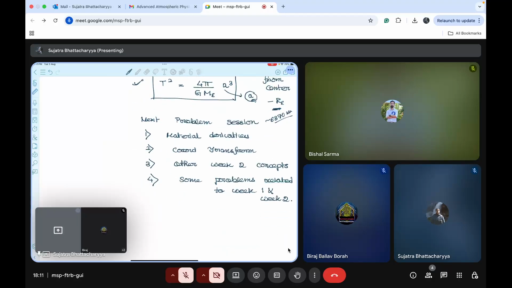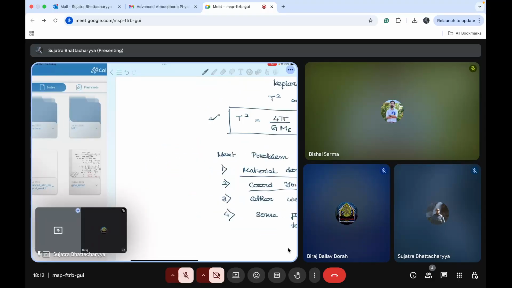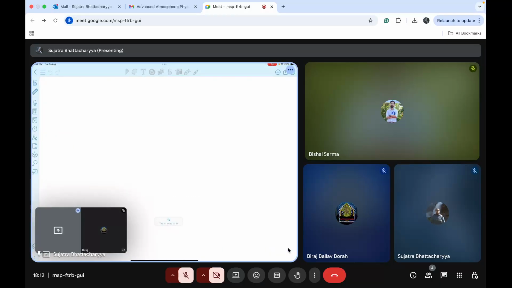What I have not covered in the last class is the horizontal Coriolis force part. It is important, maybe later. Today we will talk about the material derivatives. Then coordinate transformation, which is very important because we don't always use Cartesian coordinates; we sometimes use spherical polar coordinates, which become easier. And I think the continuity equations are there. We will see all those things one by one.